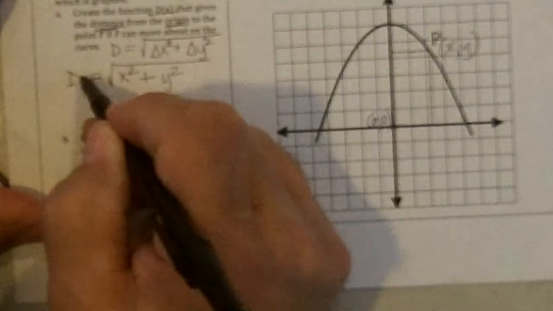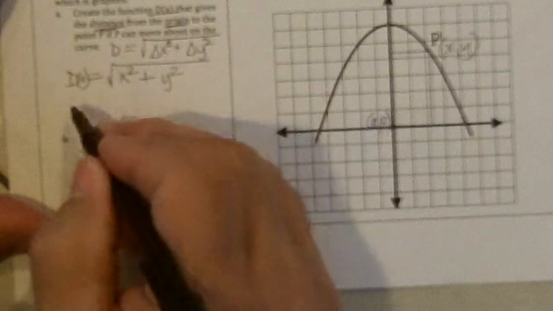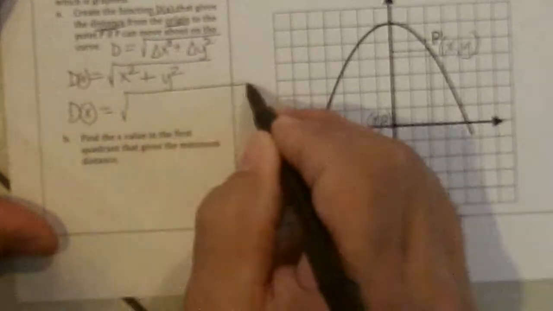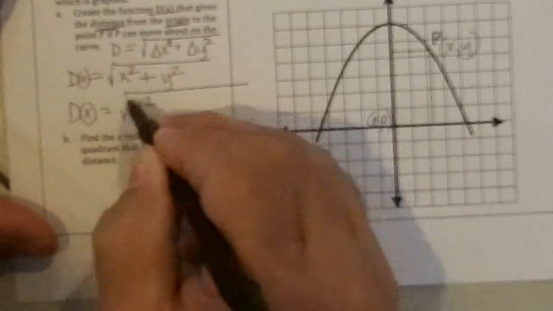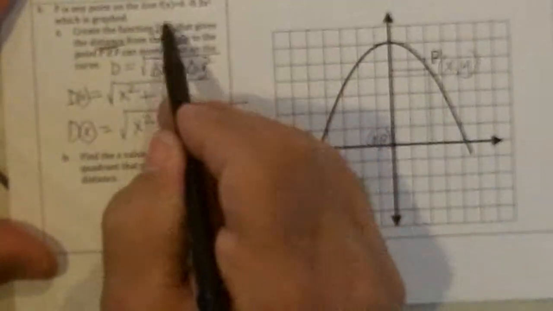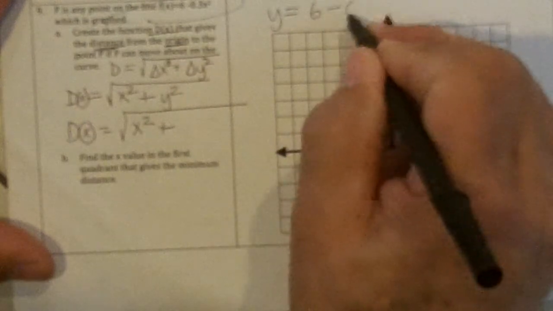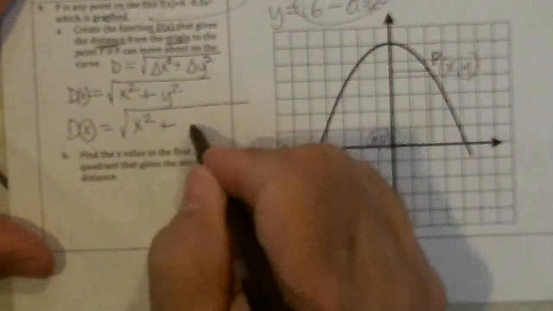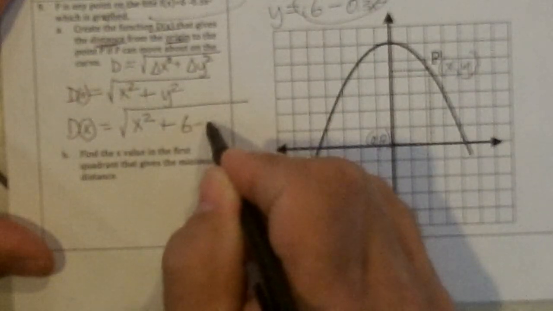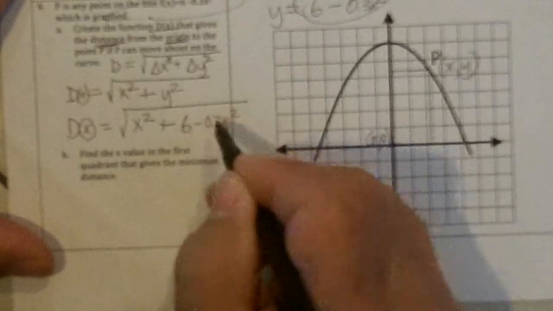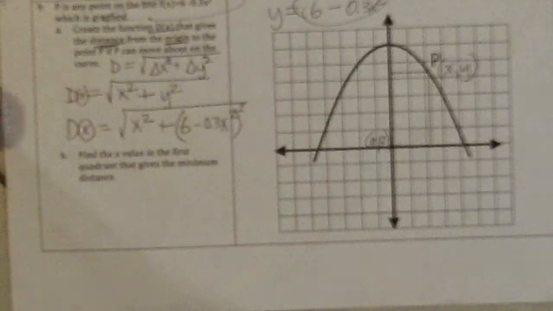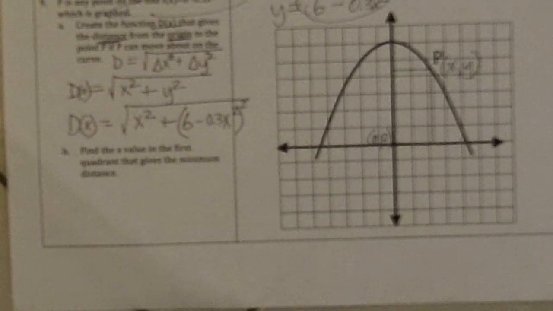Now we're supposed to make this a function of x, but this has a y in it, so we have to do one more step. We need to get the y out of there by replacing it with something. So we got the square root of x squared plus, now up here it said that f of x was 6 minus 0.3x squared. So all of that is the y. And the y is supposed to be squared, so that whole quantity is squared. And there's the distance formula in place of x.